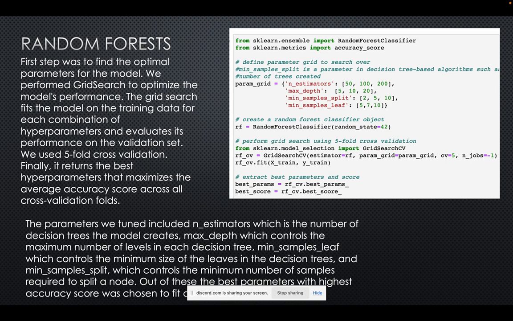The parameters we tuned include n estimators, which is the number of decision trees that the random forest creates. We use max depth, which controls the maximum number of levels in each decision tree; min samples leaf, which controls the minimum size of the leaves in the decision trees; and min samples split, which controls the minimum number of samples required to split a node. Out of these parameters, the best parameters were chosen with the highest accuracy score, and these were used to fit our random forest classifier for the dataset.